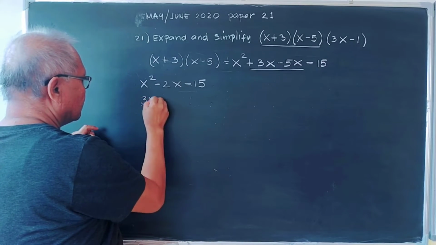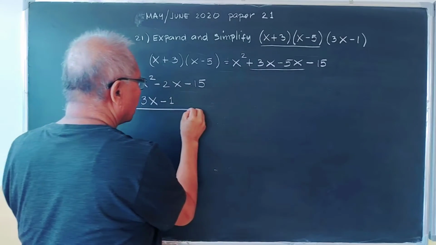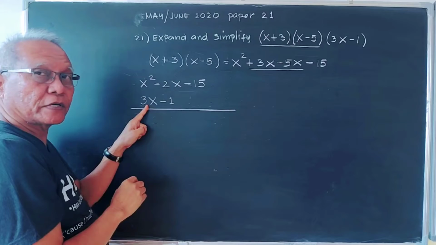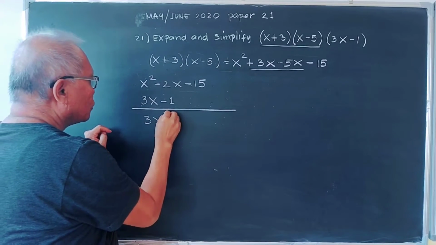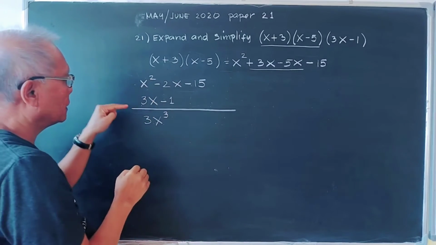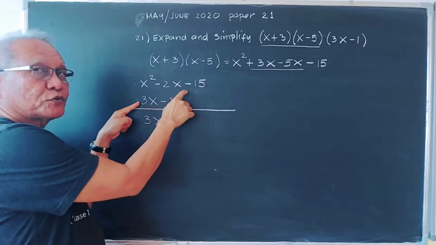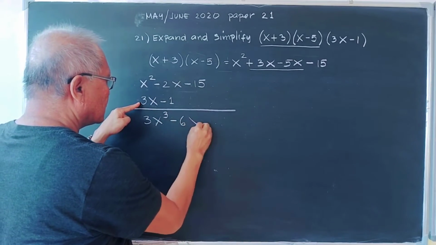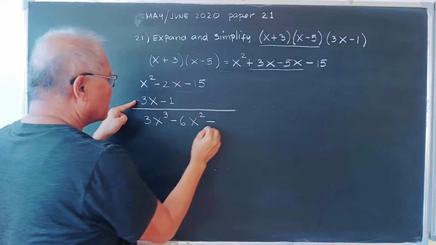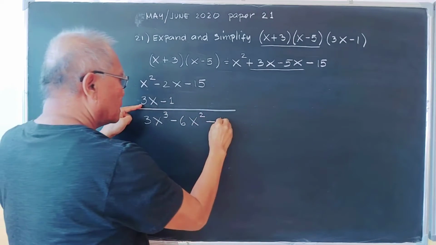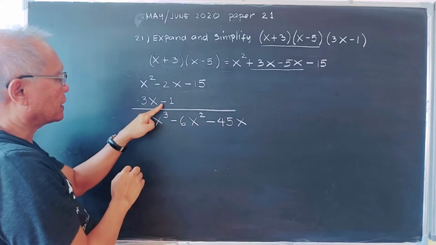So, let's do it in vertical form. 3x minus 1. First, this one. 3x times x squared is 3x cubed. 1 plus 2 is 3. Positive times negative is negative. 3x times 2x is 6x squared. And then positive times negative is negative. 3x times 15 is 45x. Now the second one, negative 1.